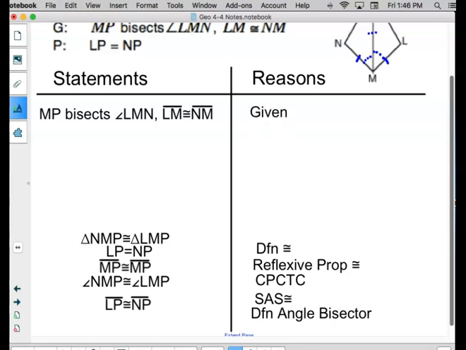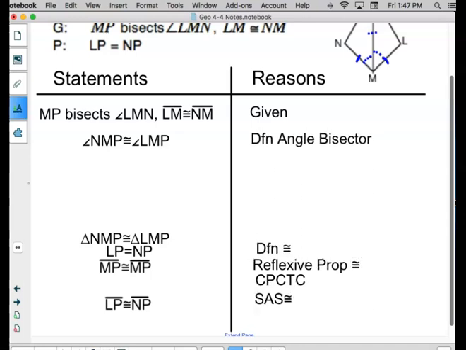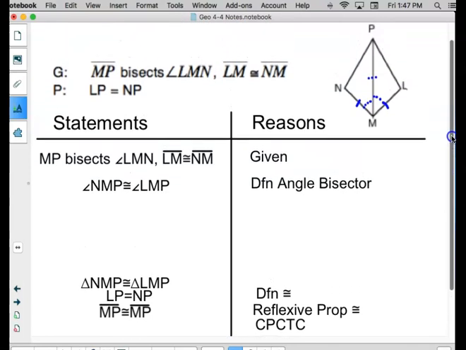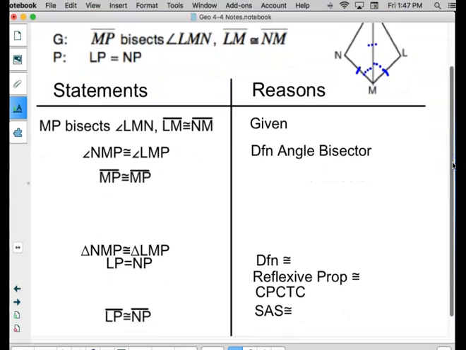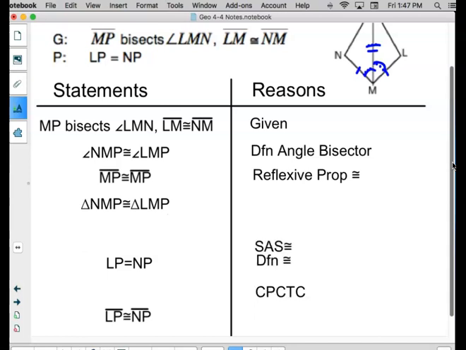We kind of pre-marked our stuff, so I know by definition of angle bisector, angle NMP and angle LMP will be congruent. I also know that by reflexive property, I have MP congruent to MP, because of the reflexive property of congruence. Okay, right now I have these fully marked, and I have a side angle side relationship with the two triangles being congruent. Now I've got the triangles congruent by side angle side congruence. What you got to know right now is that parts of congruent triangles are congruent themselves.